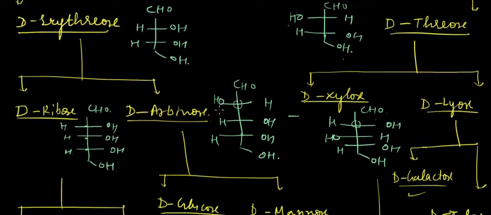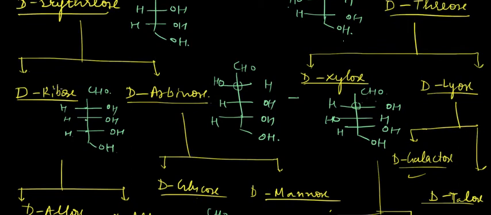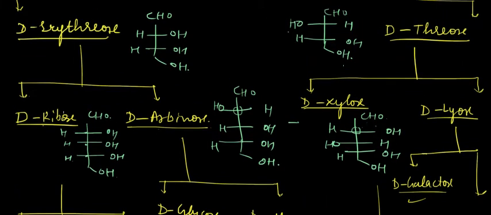Now we further classify erythrose into two subparts, which are D-ribose and D-arabinose. D-ribose is nothing but OH on the right hand side, and arabinose is nothing but OH on the left hand side. Similarly, D-threose is subcategorized into two parts, xylose and lyxose. OH on the left on the carbon attached at this position will give xylose, and on the left hand side you can draw the structure, which will be called lyxose.